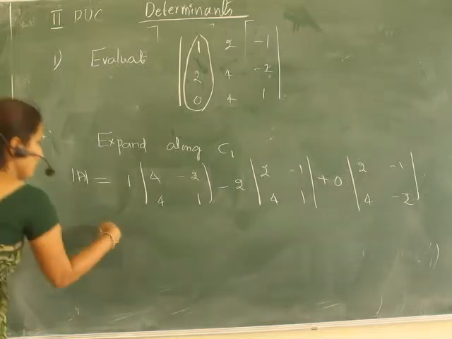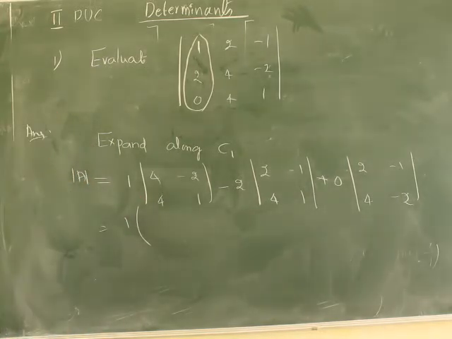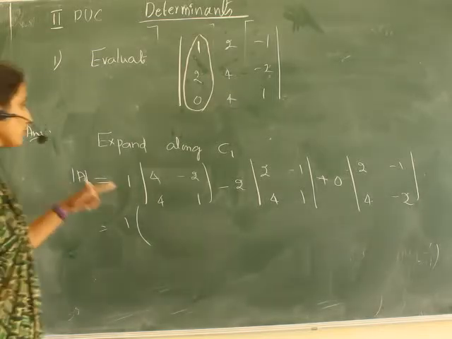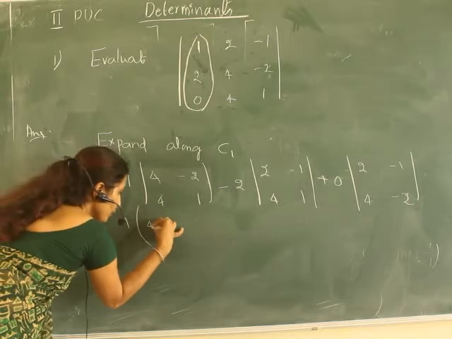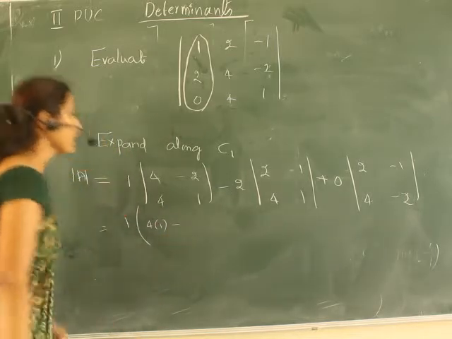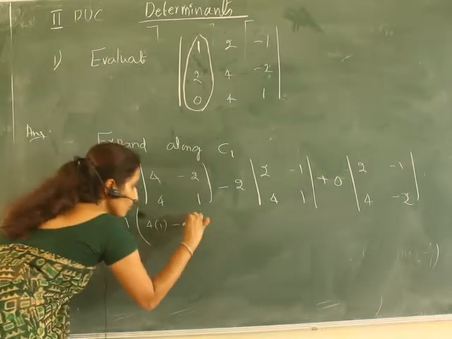So what we get now is 1 into, and again we have to find the determinant of a 2 by 2 matrix. So how to find it? 4 into 1 minus 4 into minus 2.